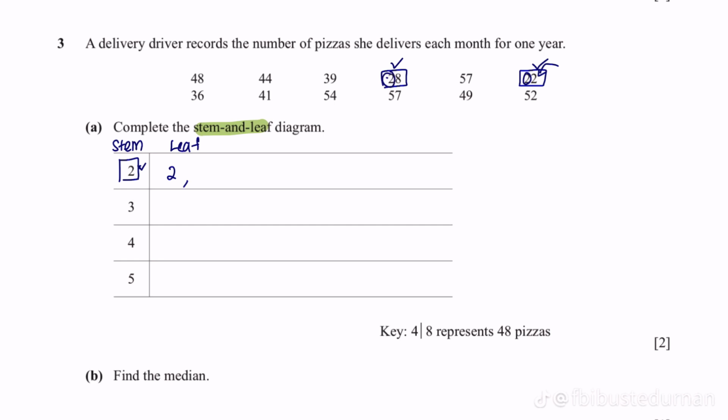20 has been written over here. And we will write the second value, which is 8. So we'll just repeat the same step for everything. And this is what you will get.